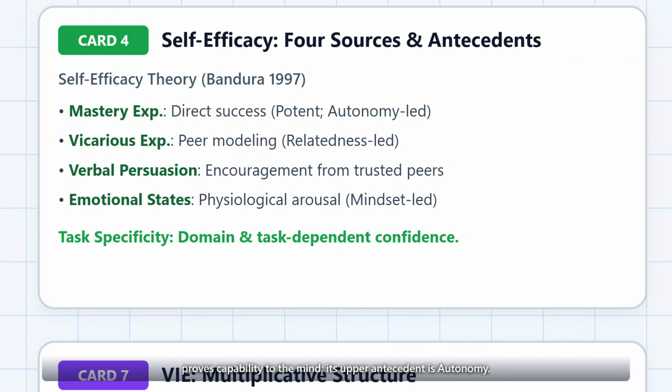Vicarious experience comes from observing similar peers succeed, dependent on relatedness to ensure peer identification. Verbal persuasion involves encouragement from trusted instructors or peers, requiring relatedness for credibility. Finally, emotional and physiological states represent how arousal is interpreted, which is governed by mindset. Critically, self-efficacy is task-specific. Students may exhibit high efficacy in quantitative analysis, yet feel completely overwhelmed by EMI oral presentations.